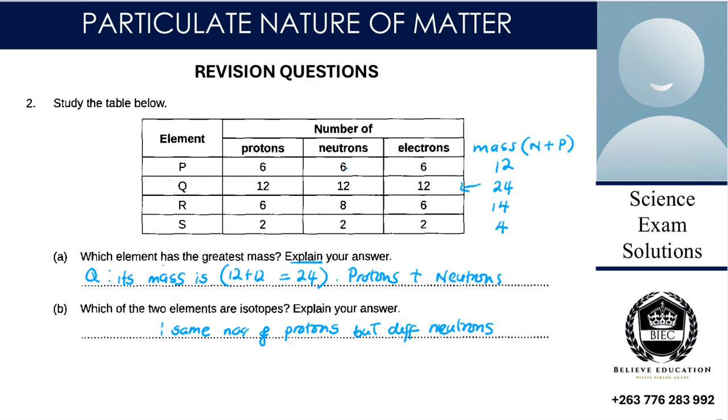So we go looking for the ones with the same number of what? Protons, but a different number of what? Neutrons. So if we can see P and R have the same number of protons, but they have different number of neutrons. P has 6, R has 8. So P and R are the two elements which are isotopes. And the reason for the answer is primarily the definition of what an isotope is, they have the same number of protons but different number of neutrons.